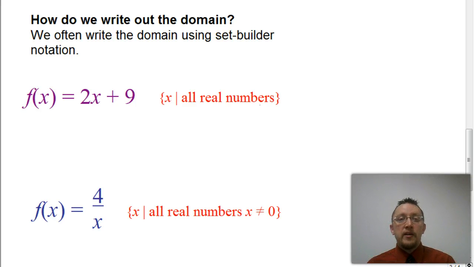So here's how we would define it: you could have the set of x's such that it's going to be all real numbers except x cannot equal 0. So that's one way that you could write it. There are other ways you could write it, but this is just one.